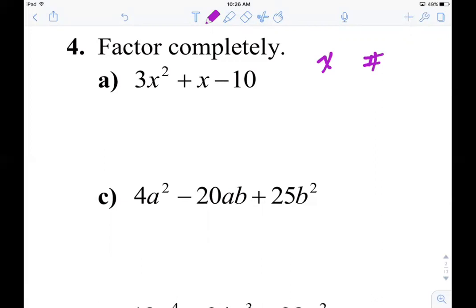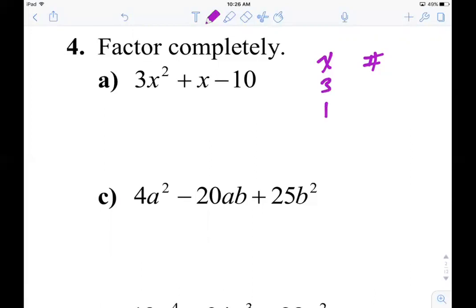So what we're going to do is make a small vertical column to represent different possible factors for each of those options. So for the different numbers that could be attached to my x, I need to make sure that when I multiply them together, I get 3x squared. In other words, the different numbers that are attached to my x need to multiply to give me 3. Really the only combination that does that is 3 times 1.